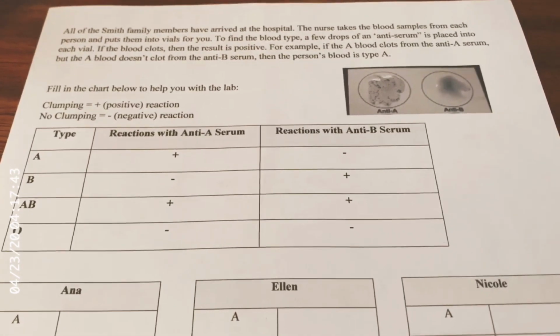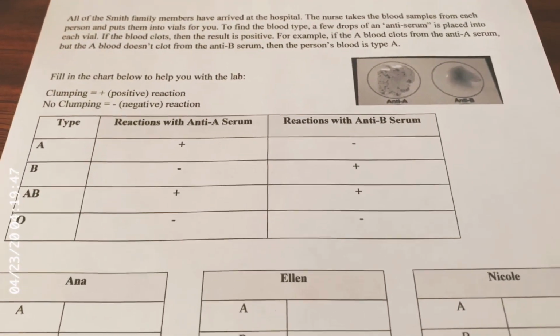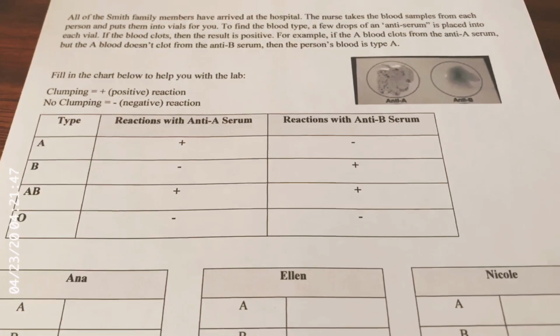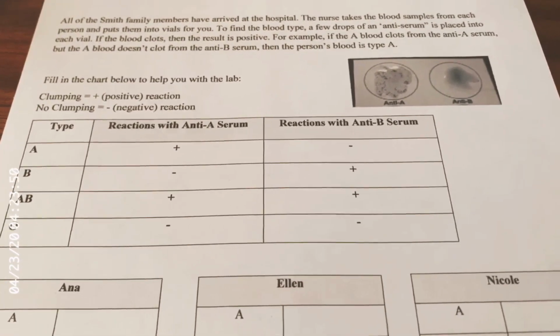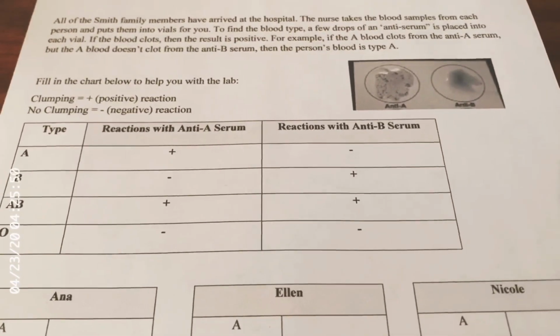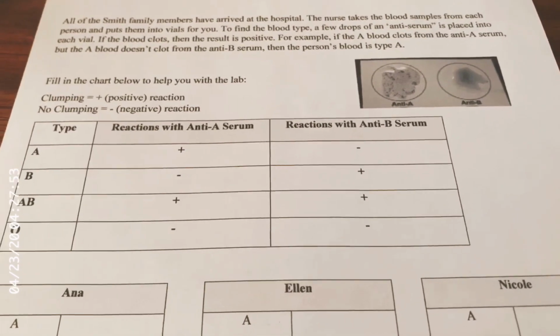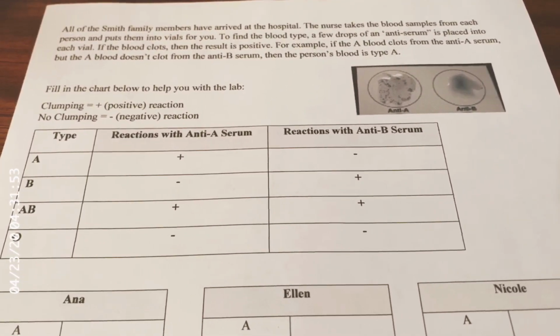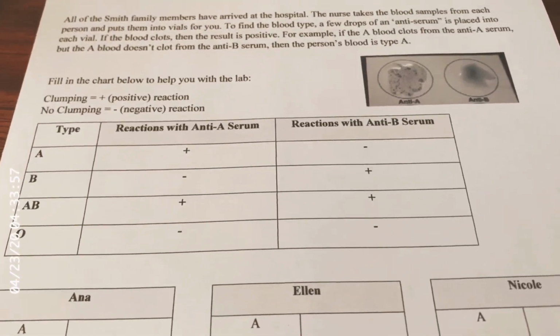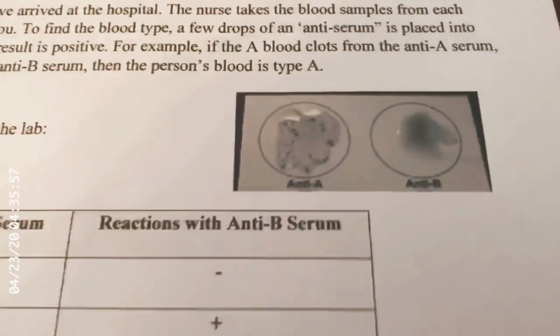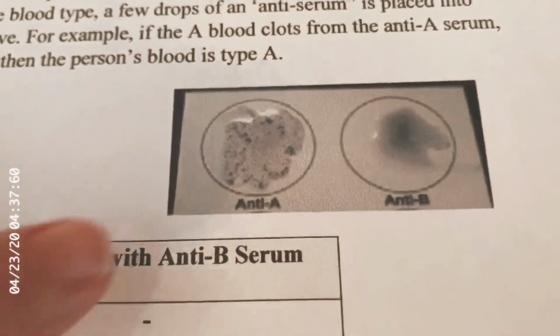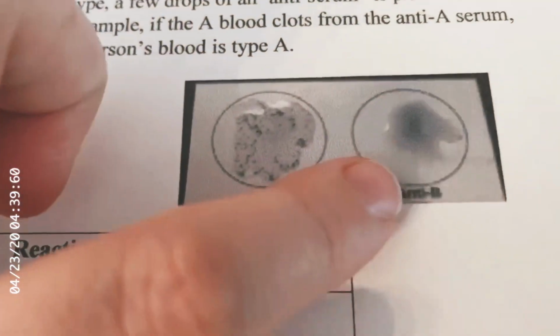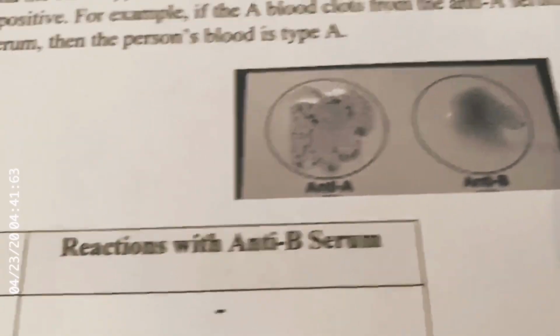To find the blood type, add a few drops of anti-serum to each vial. If the blood clots, then the result is positive. For example, if the blood clots from anti-serum A, but does not clot from anti-serum B, then the person's blood is type A. If we're looking for clotting, we're looking for something with chunks in it, and not clotting looks just kind of liquidy.